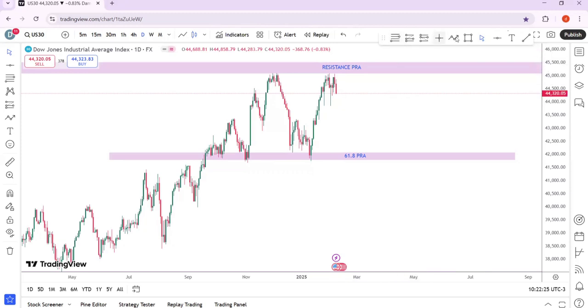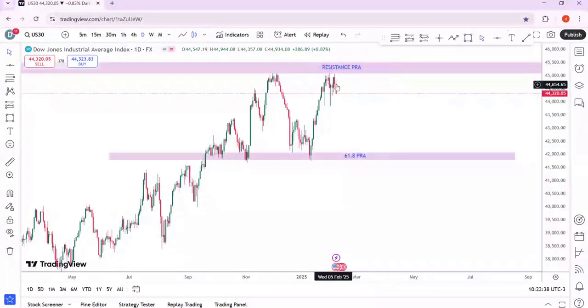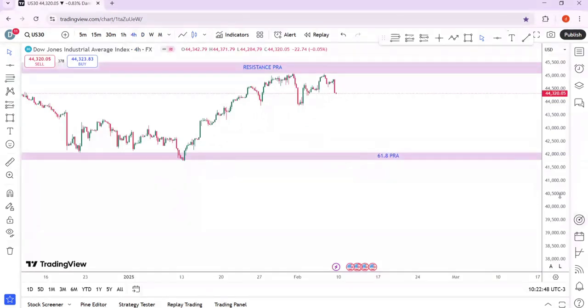So right now, what are we going to do? We are now going to take this bullish movement that took price from the 61.8 PRA to this resistance PRA right here. We're going to take this movement down again to the 4 hour time frame to look for an opportunity. The market is making some retracement opportunities. My job is to look for PRAs, and as soon as price hits that PRA, I'm going to look for a buy opportunity. So now we'll take that move to the 4 hour time frame.